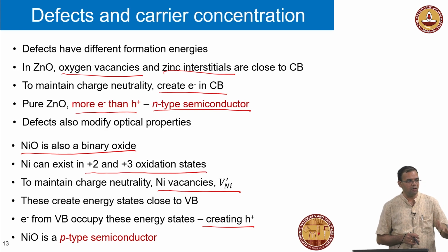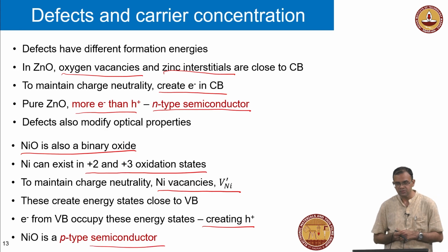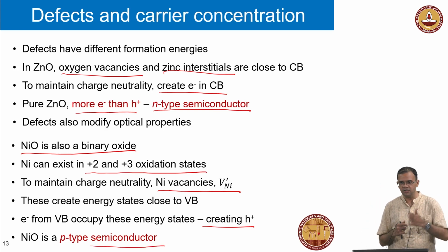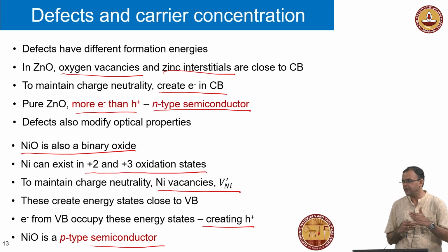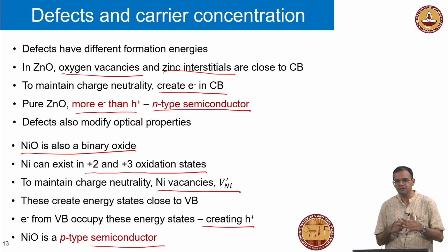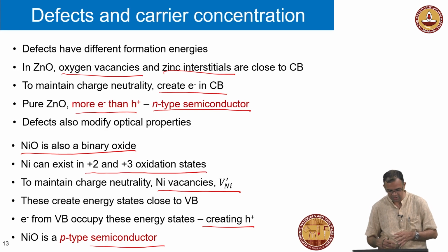So pure nickel oxide, again pure in the sense we are not doping anything, is a p-type semiconductor. And if you actually take zinc oxide and nickel oxide and put them together, I have an n-type and I have a p-type, which means I can make a p-n junction, and these are essentially heterojunctions because they are two different materials.